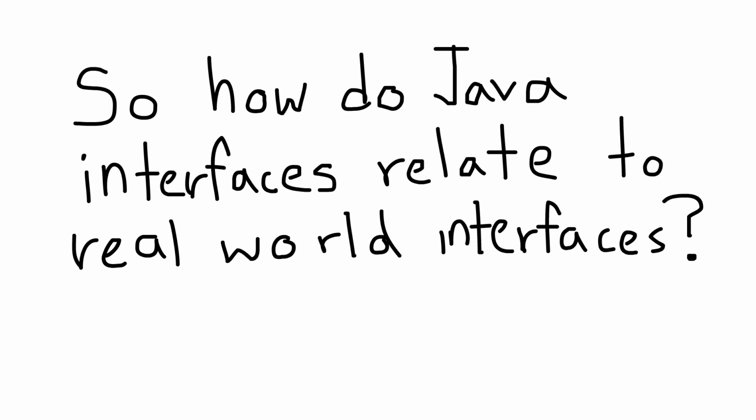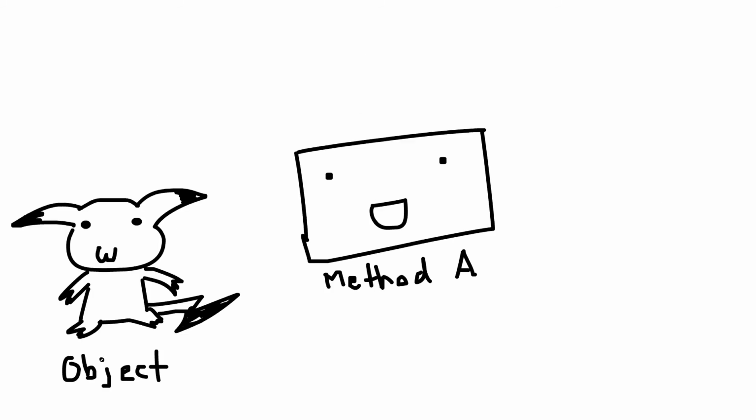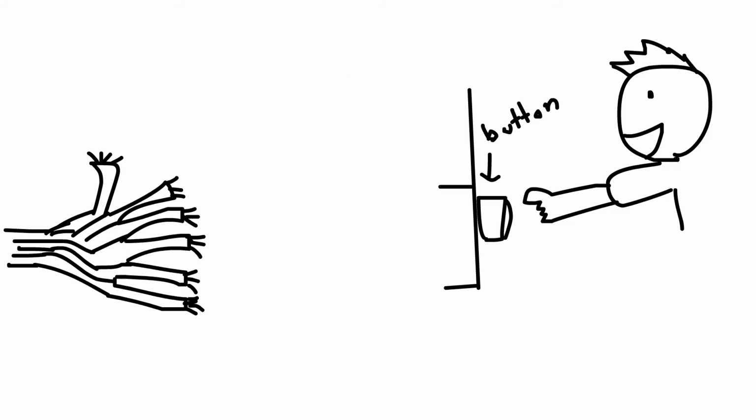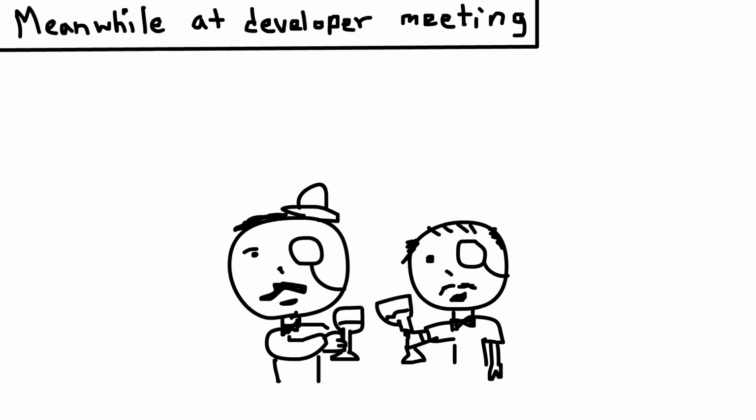So how do Java interfaces relate to real-world interfaces? Well, methods form the object's interface with the outside world, just like buttons are interfaces for hardware. So in Java, interfaces allow us to agree on what methods an object will have, just like TVs agree to have a power button, volume button, and channel buttons, etc.